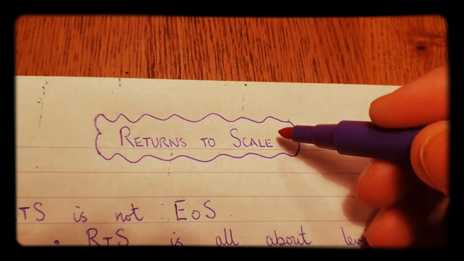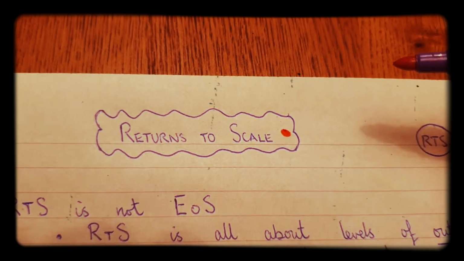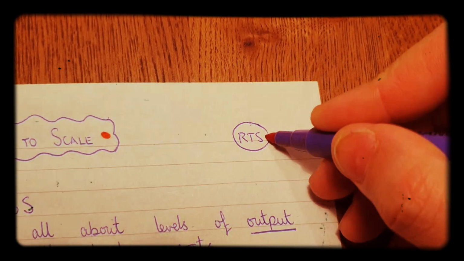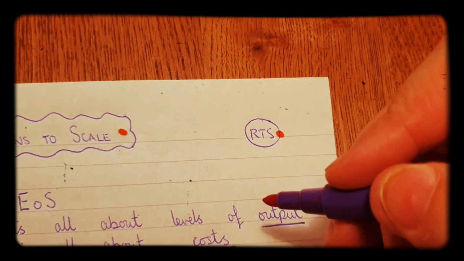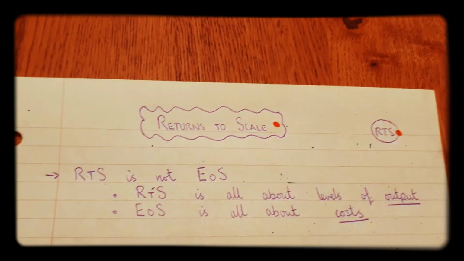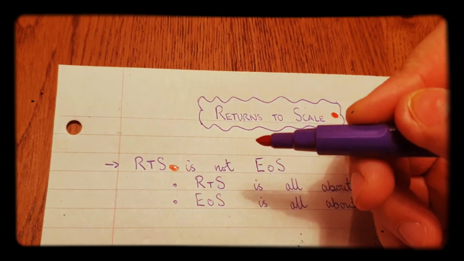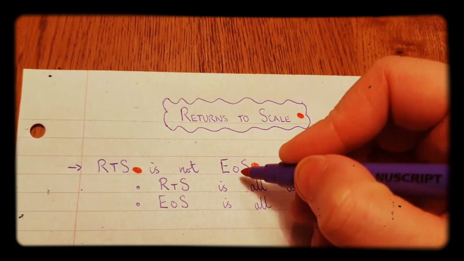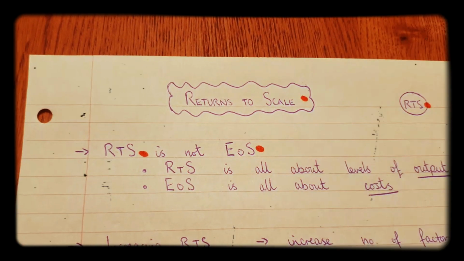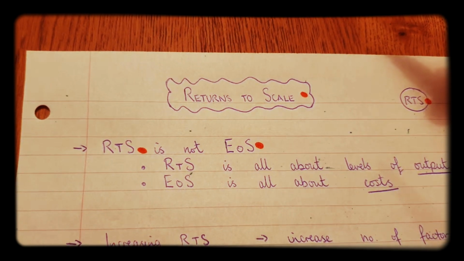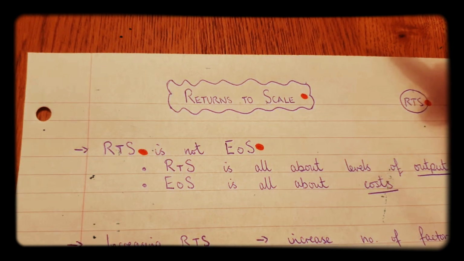In this video, we're going to be looking at returns to scale, and we're going to be referring to returns to scale as RTS throughout the whole video. That's how I'm going to write it, okay? So returns to scale is not economies of scale. So EOS I've put here as economies of scale. Returns to scale is not the same thing as economies of scale, okay?